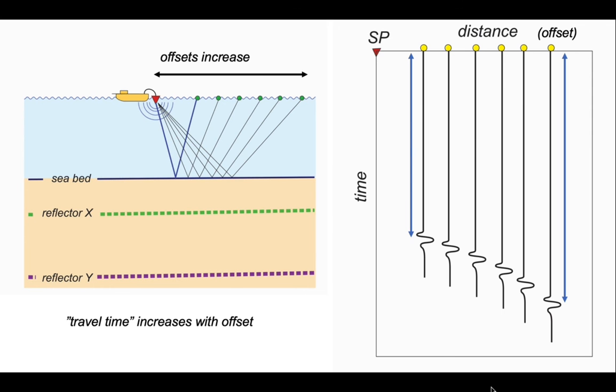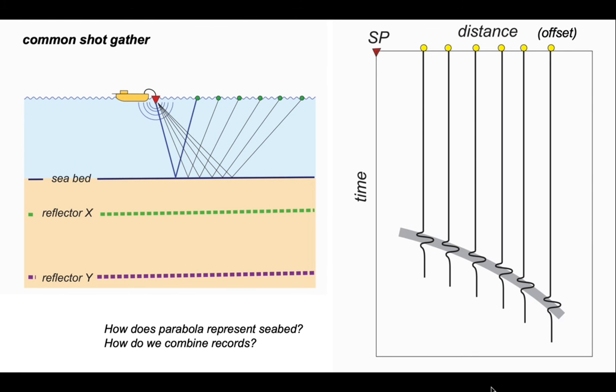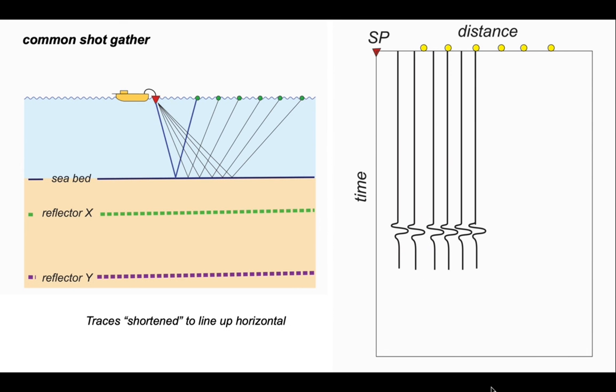This pattern of arrivals picks out a shape, and it's a half parabola that is concave downwards. So how does this parabola represent the seabed, and how do we combine our records to get a good stack? So what we do is we shorten or unify the length of the traces to the reflector. So they line up here horizontally in the plot.